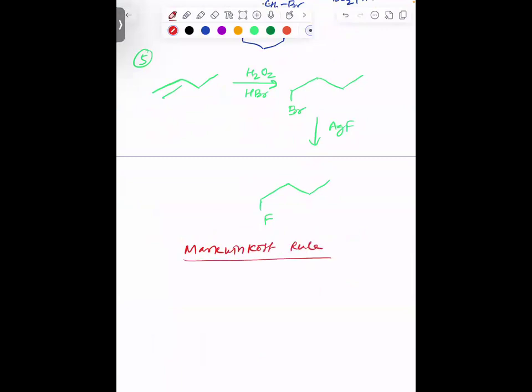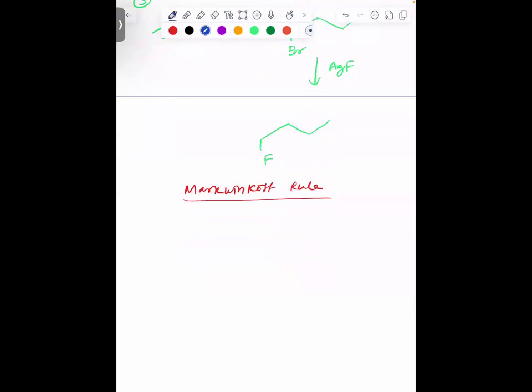Markovnikov rule. So Markovnikov rule is applicable for addition in unsymmetrical unsaturated hydrocarbon. It is for unsymmetrical unsaturated hydrocarbon. So unsymmetrical unsaturated hydrocarbon, it may be your alkene or alkyne.